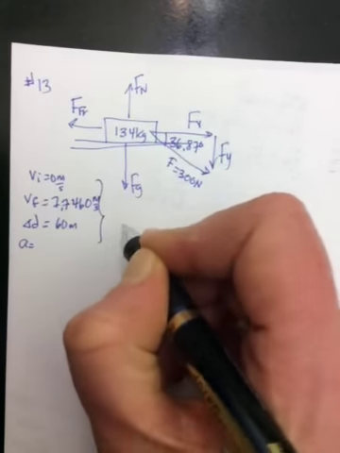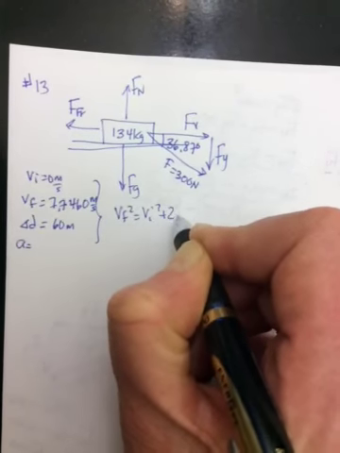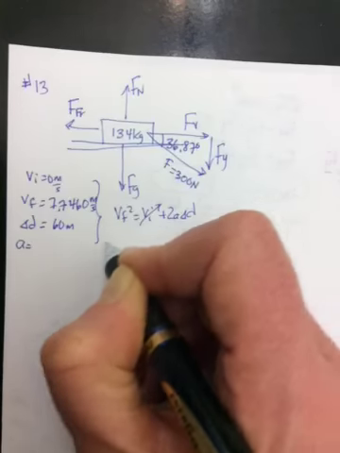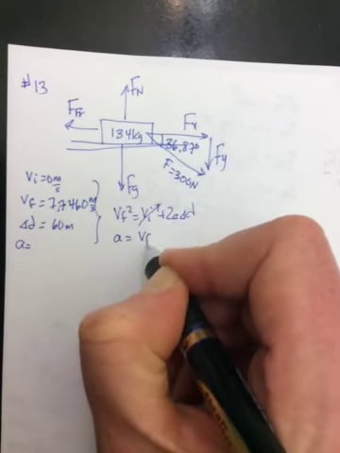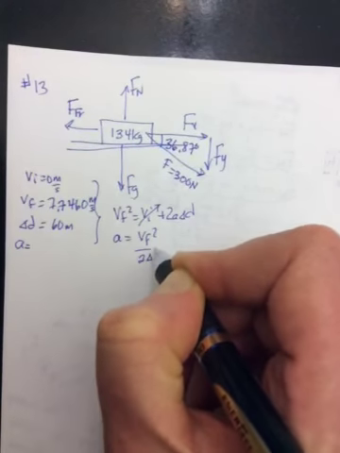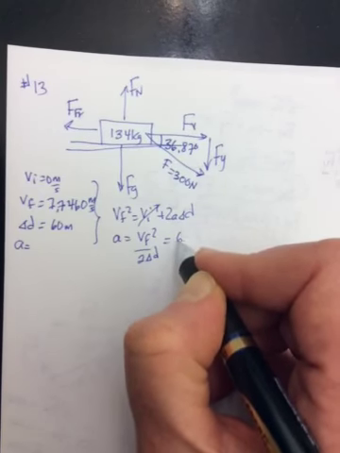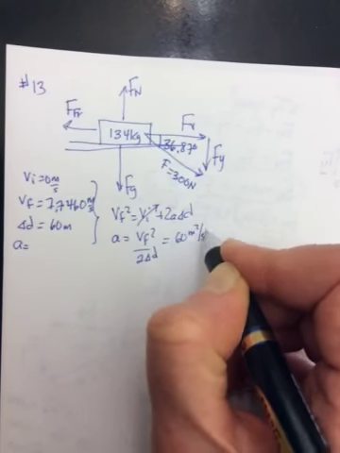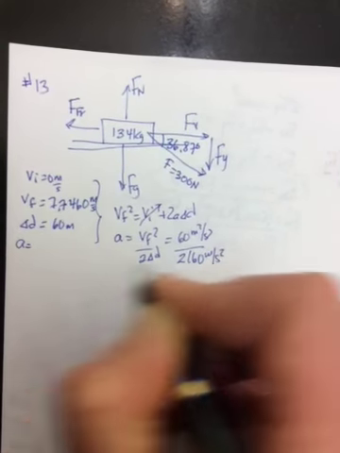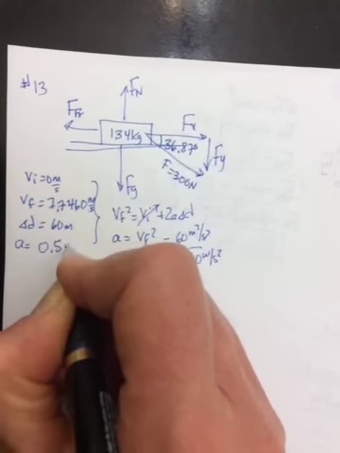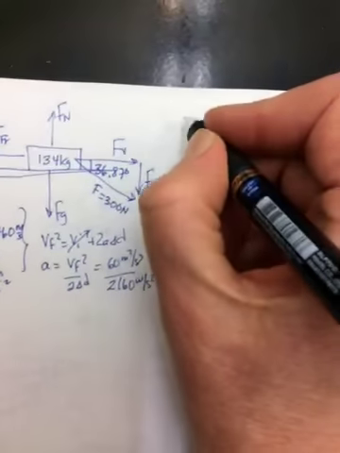So first from this you can get a from Vf squared equals Vi squared plus 2a delta d, right? That goes to 0, so a will be equal to Vf squared over 2 delta d. I think I picked the numbers such that it ends up as 60 point something on the top and 2 times 60 on the bottom. And so you get your a to be 0.5 meters per second squared. Okay, so then you go to sum of the forces.